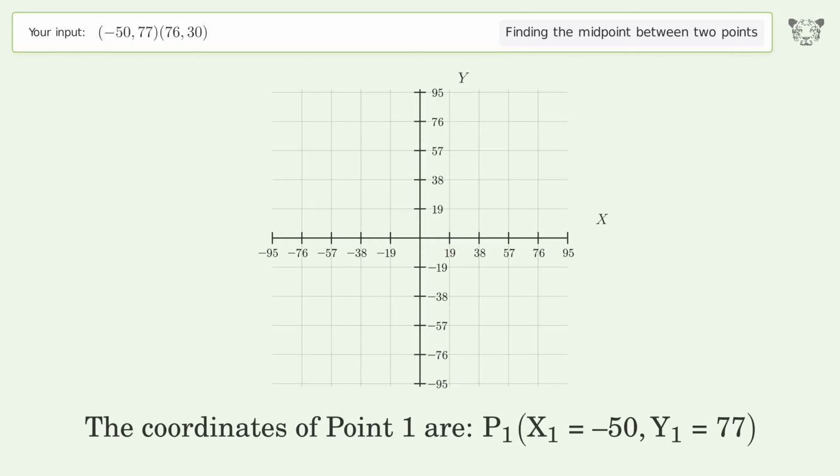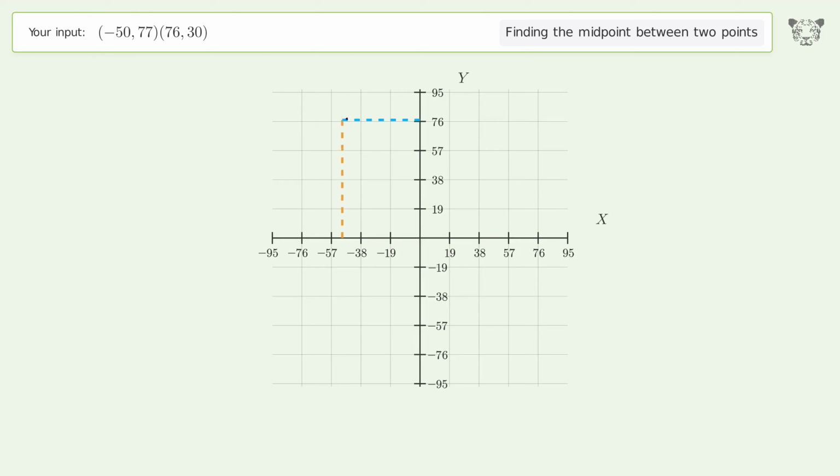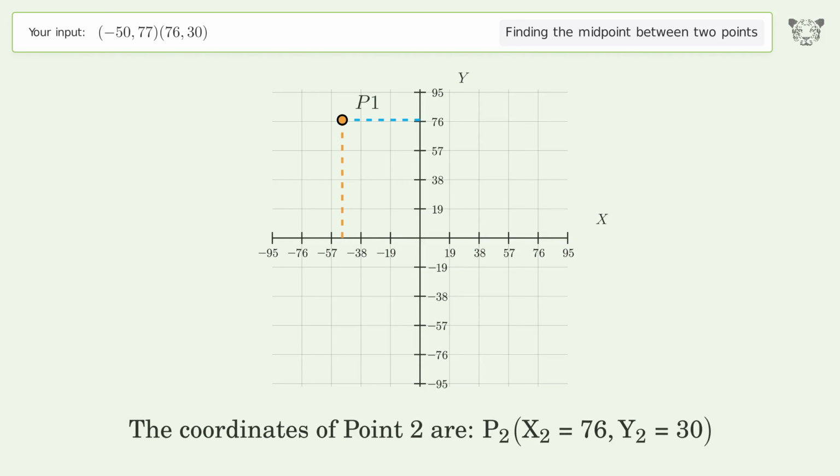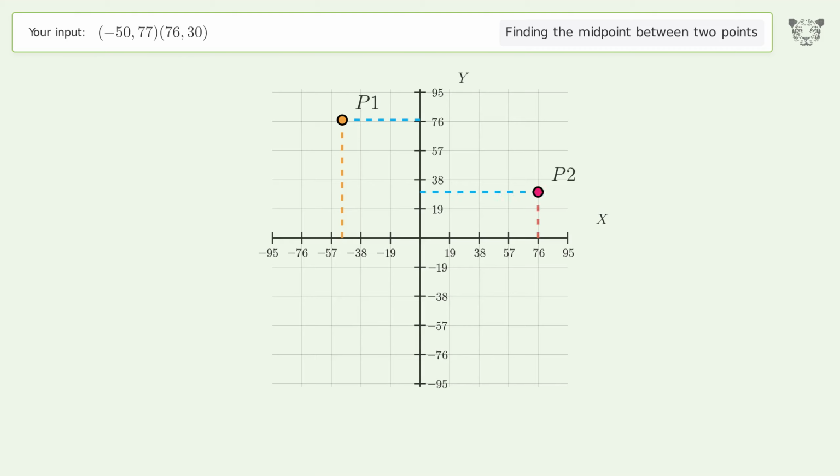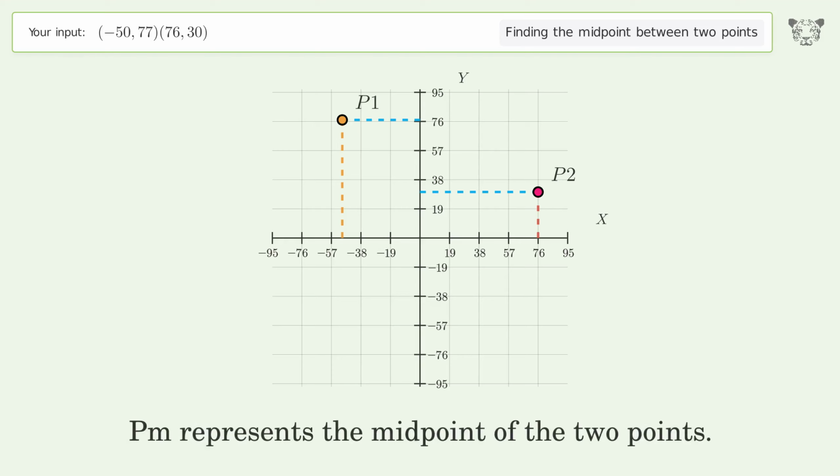The coordinates of point 1 are, x1 equals -50, y1 equals 77. The coordinates of point 2 are, x2 equals 76, y2 equals 30. PM represents the midpoint of the 2 points.